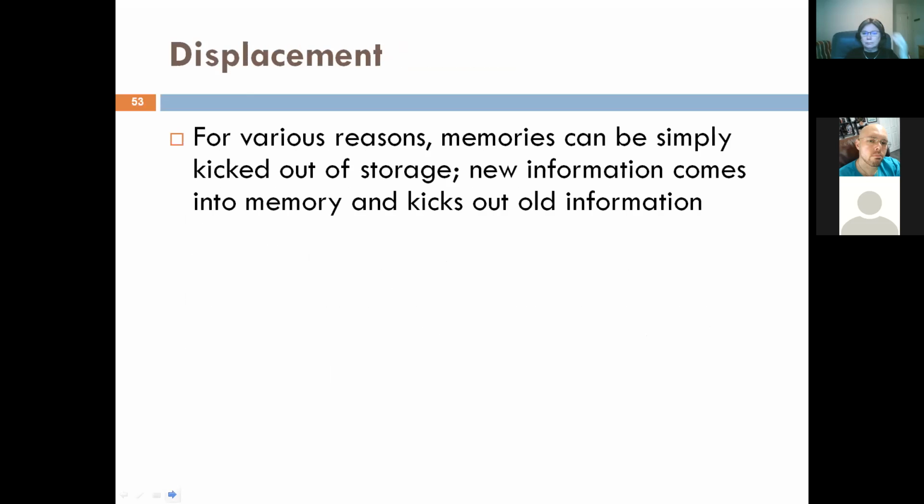Displacement is another way of thinking about forgetting. Remember, the channel from STM or working memory into LTM is limited. So if something else comes in, it just sort of kicks out the old information. Not too many people actually believe in that so much. It's just one of the historic theories about forgetting.